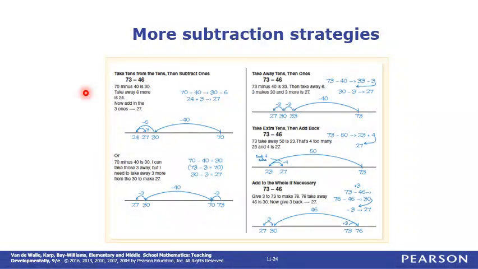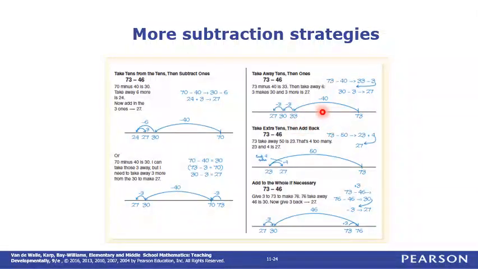Another strategy here is take away the tens, then the ones. So 73 minus 40 is 33. Then take away the 6. Take away 3 to make 30. And then if you take 3 more from that 6, you get to 27.